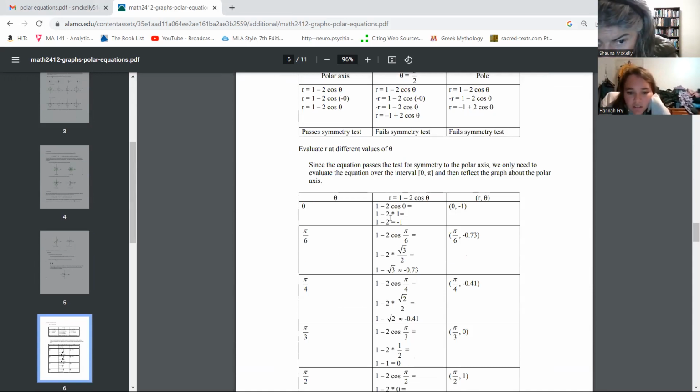So all that is, as hard as that is, all that is a little bit of trig and quite a bit of arithmetic.